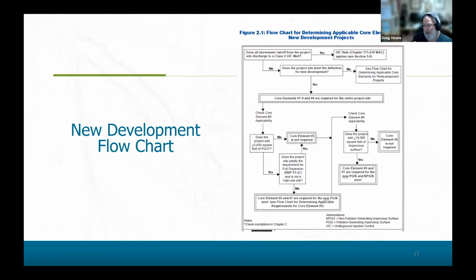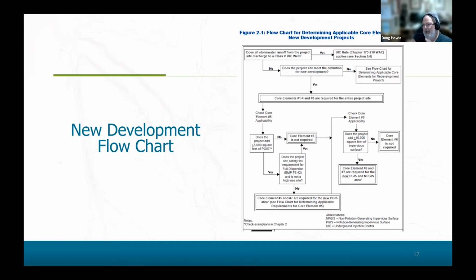And so I'm going to answer no to that question right now. And that says that core elements 1 through 4, number 8, are required for the entire project site. So all the new impervious that you're placing, everything you're doing on that site, you have to go through and evaluate what those core elements ask you to do and do those things for that project site. For example, if you have a commercial site and you have to do core element 3, you need to apply source controls to that commercial site. So you have to say we're going to do sweeping on a regular basis, because sweeping is a mandatory operational source control for commercial sites.